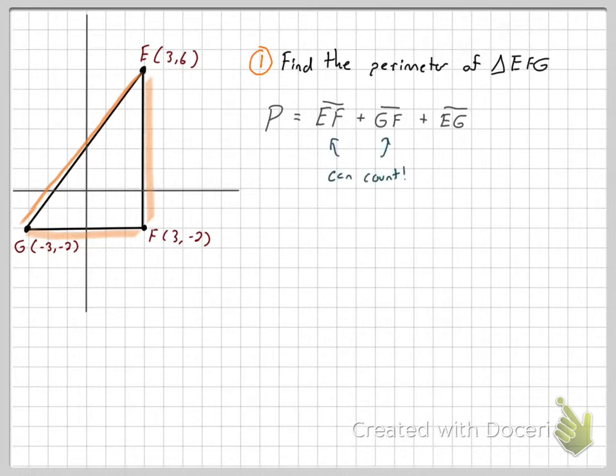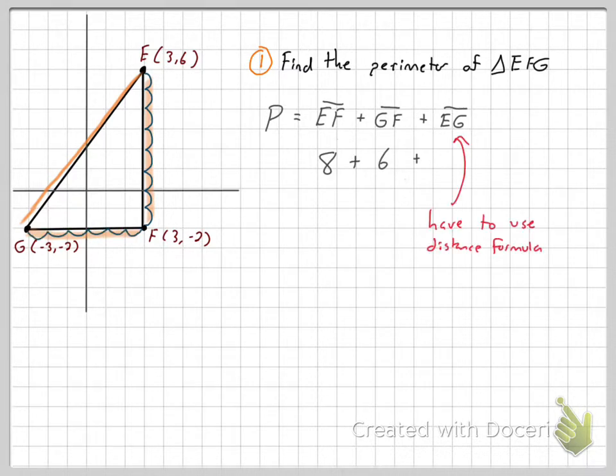Now to make my life a little bit easier, I'm going to look at this graph and notice that I can just count the length of EF and GF because EF is vertical and GF is horizontal. So I'm going to count this side length. I'm going to find that EF is 8 units long, GF is 6 units long, and finally for EG, I'm going to have to use the distance formula here because I got a diagonal line and I can't count like that in a coordinate plane.